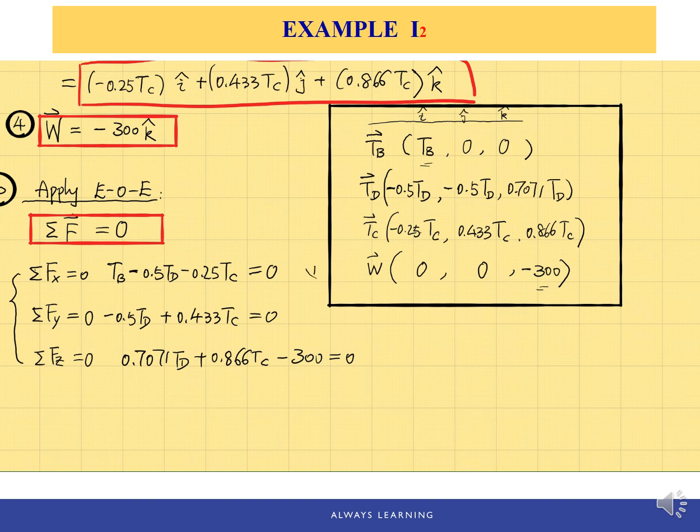Okay, so this is equation 1, equation 2, and equation 3. We have 3 equations. We have 3 unknowns, right? We have this TB, TD, and TC as 3 unknowns. 3 equations, we can solve 3 unknowns.